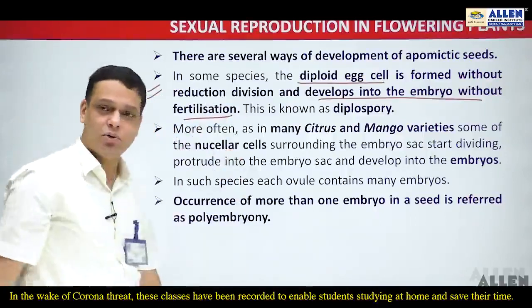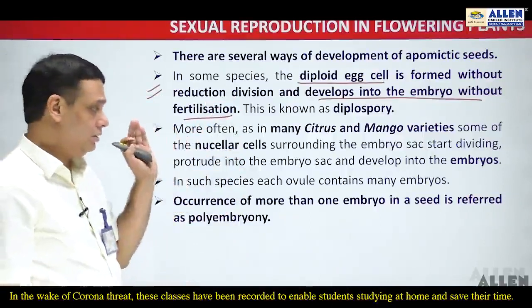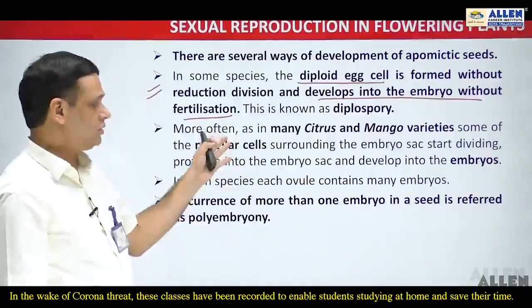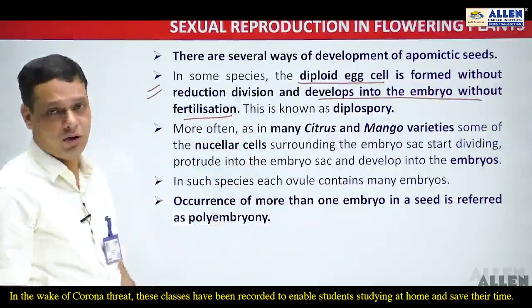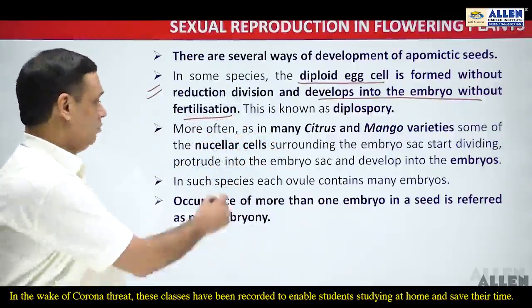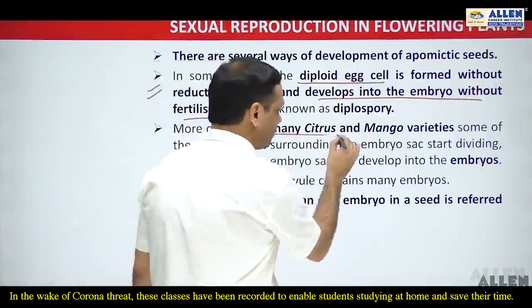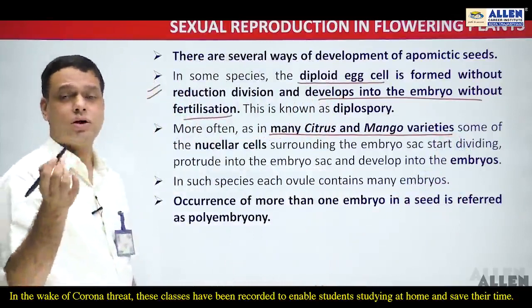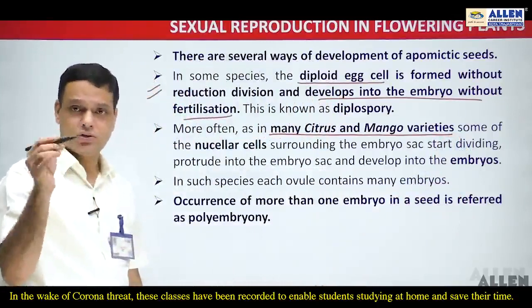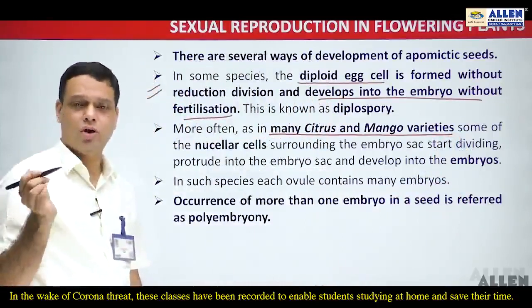Another important example of apomixis is polyembryony, which we can see in citrus plants and in some varieties of mango. More often, we can say that in many citrus and mango varieties, some of the nucellar cells. What are nucellar cells? That is the nucellus part, the body of the ovule.